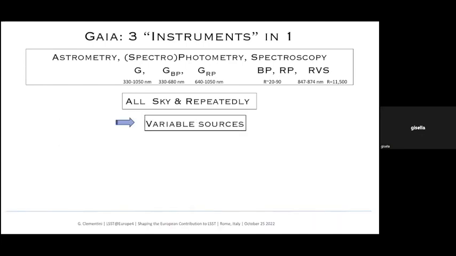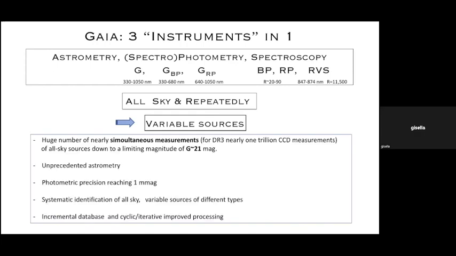Now, with a survey that observes all the sky and monitors the sky several times, of course, variable sources are one of the easy products of such a survey. And in fact, Gaia is producing a large catalog of variable sources which covers the sky all the way down to 21 magnitude. But Gaia also has unprecedented astrometry for most of these variable sources and photometric precision reaching 1 millimag for the brighter sources. And what is interesting is the systematic identification of the variable sources all over the sky.